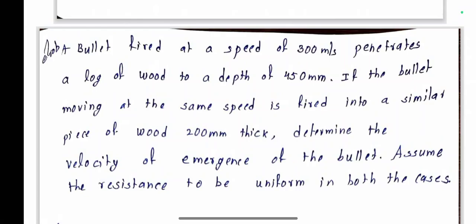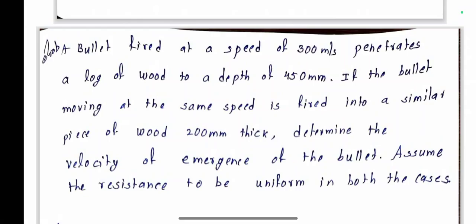Okay, let us say with the same speed another bullet is fired, but the wood thickness is 200 mm, which means this bullet passes through this wood. They are asking at what velocity the bullet emerges. That we need to find out.